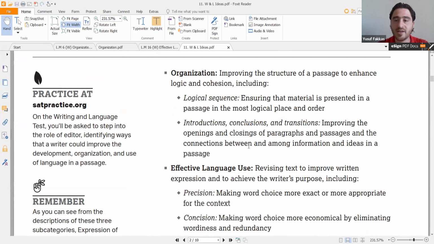Now we're going to move to the second point, which is organization. So you've developed your ideas. You know exactly what main ideas you would like to discuss in the passage. You try to support these main ideas with supporting details and main points. Now you need to organize them, right? As you can see here, we have two points in the area of organization. First of all, we have logical sequence, and then we have introductions, conclusions, and transitions.